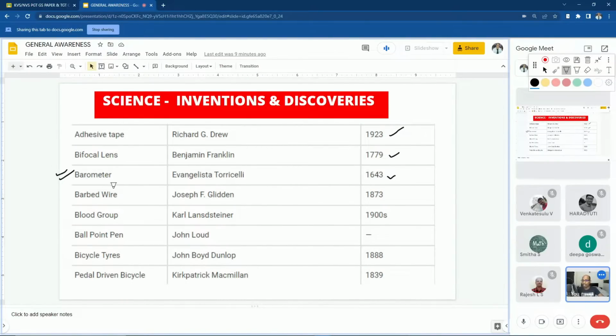Can you tell me what this barometer is used for? Barometer. I know. Others? Can I, sir? Yes, Rajesh. To measure the temperature in the atmosphere. To measure the temperature in the atmosphere, we use the barometer. And it was invented by Evangelista Torricelli in the year 1643. Now, Smita ma'am, please continue.